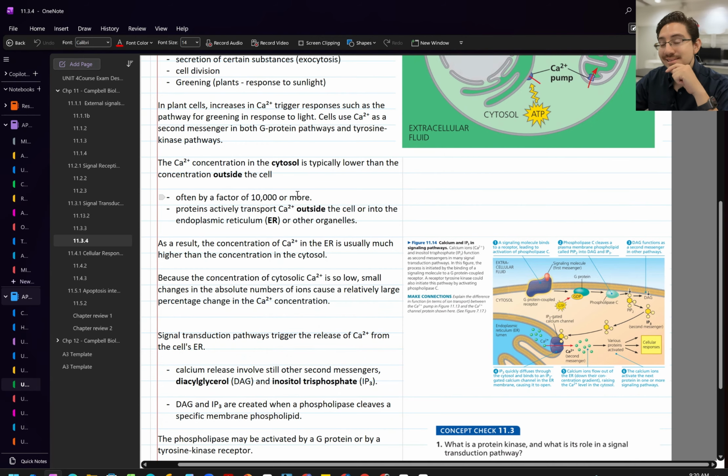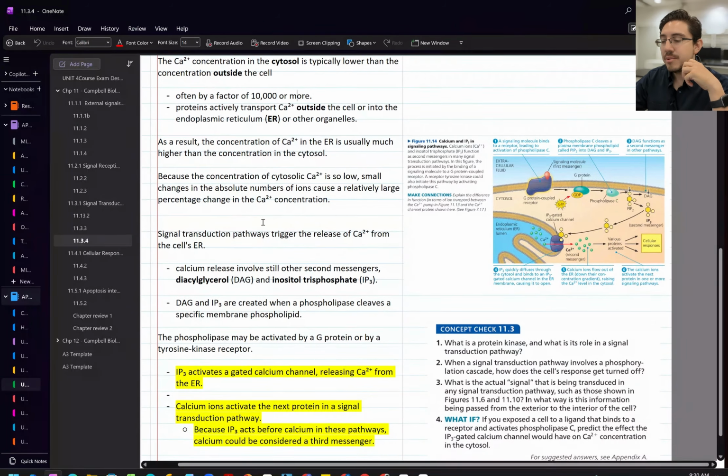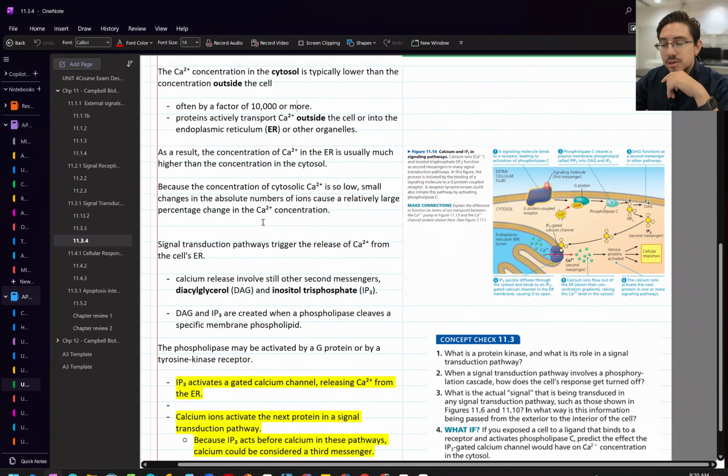This is probably overkill of information. By a factor of 10,000 or more, a good amount. Proteins actively transport calcium outside of the cell. So you want to keep a good concentration difference.